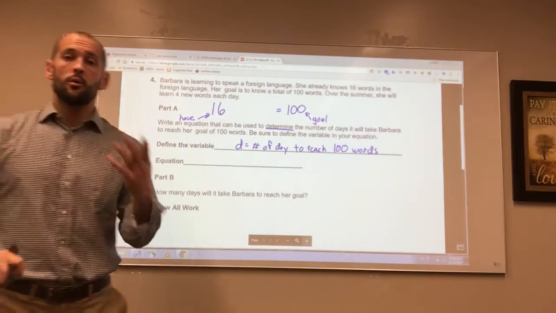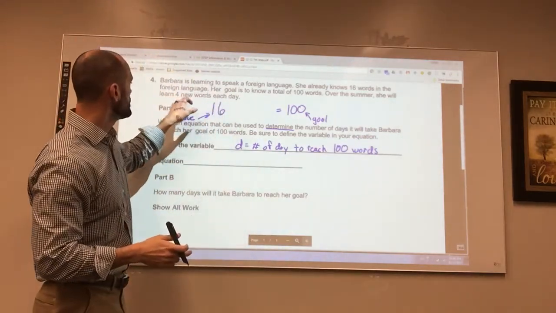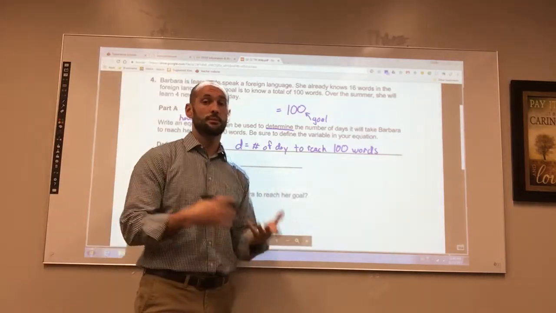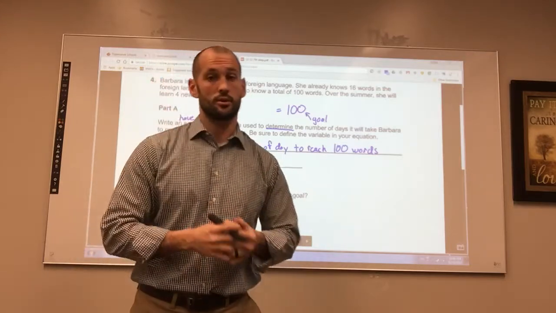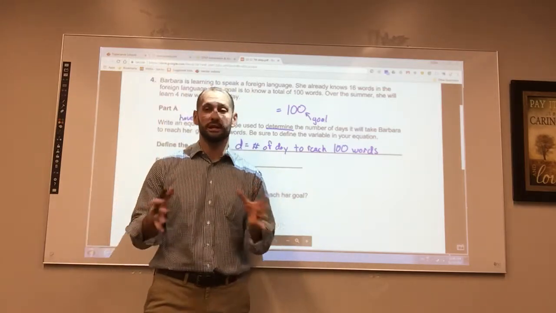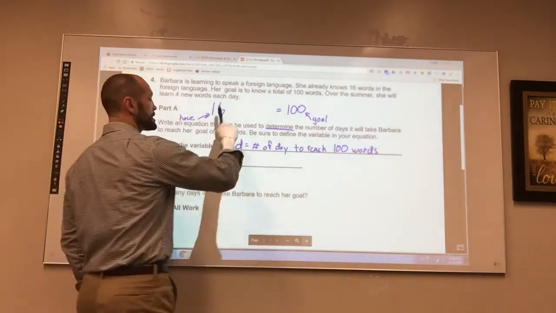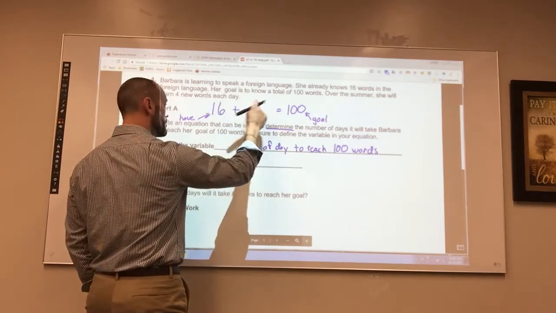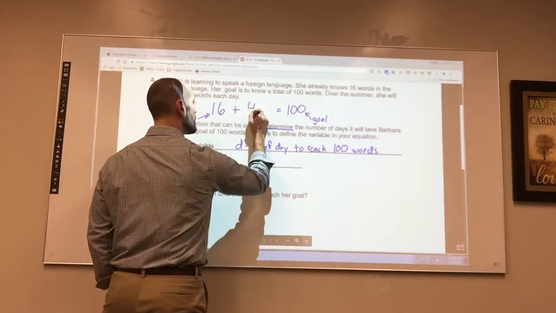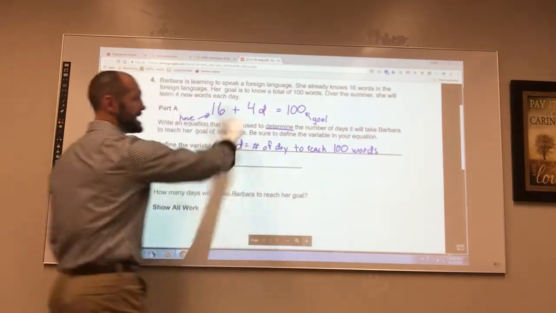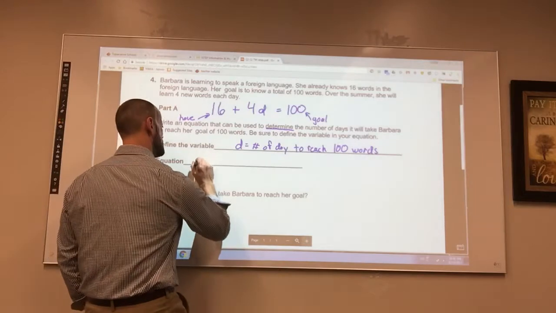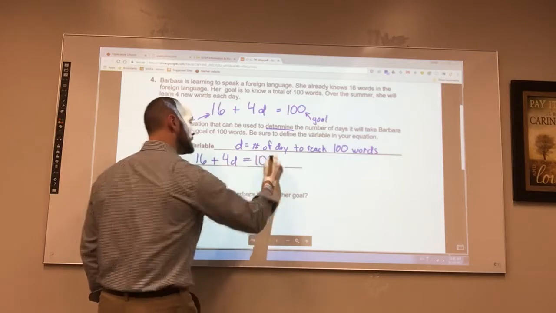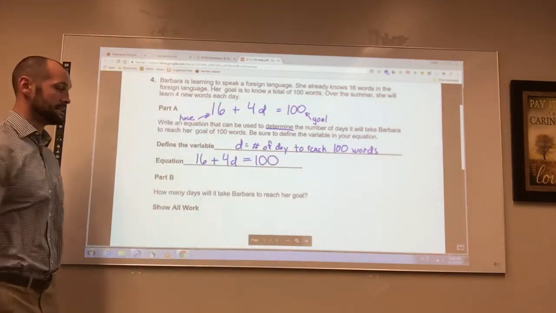Now, what are we learning here? For each day. Keep in mind, we don't know the number of days, but we know the rate. 4 is our rate, or rate of change, or slope, if you were looking at a linear equation here. So we're adding to our 16. Every day we add 4 more, 4 more, 4 more. So we add 4 per day. And that is our equation. Okay? We have 16. We add 4 per day until we reach 100. And that is part A in its entirety.